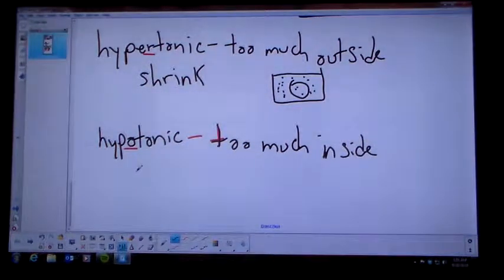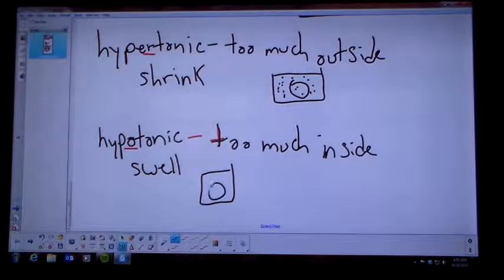And this, of course, causes it to swell. It will eventually burst if it gets too big. Too much air in the balloon, too much water in the balloon, eventually it's going to pop. Okay, and it would look more like that.